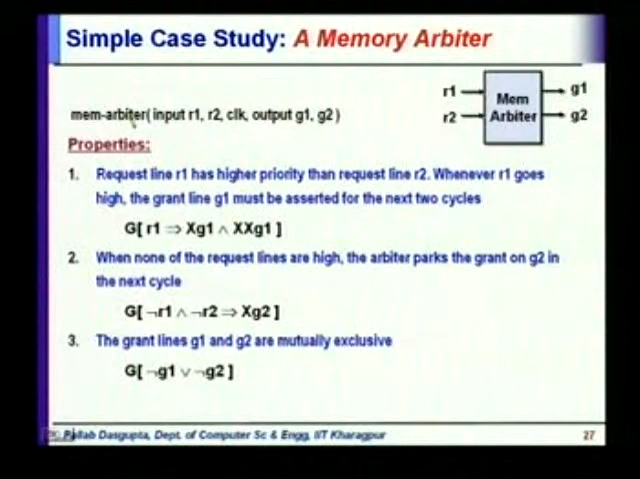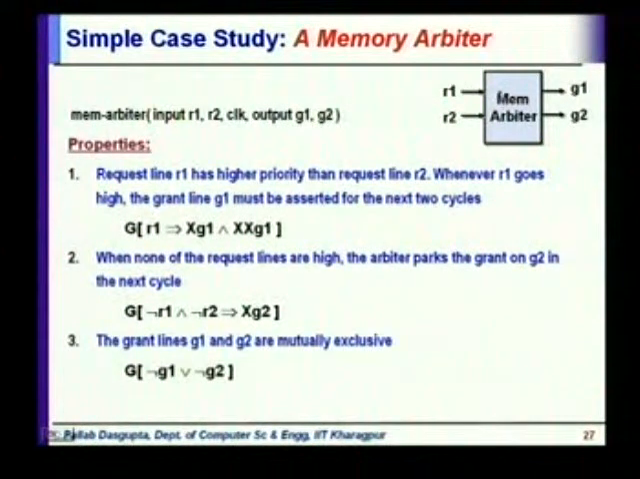Now let us start with a simple case study to demonstrate the task of developing a set of assertions from a high level specification. So we start with the example of a memory arbiter. So the memory arbiter has two request lines and two grant lines.